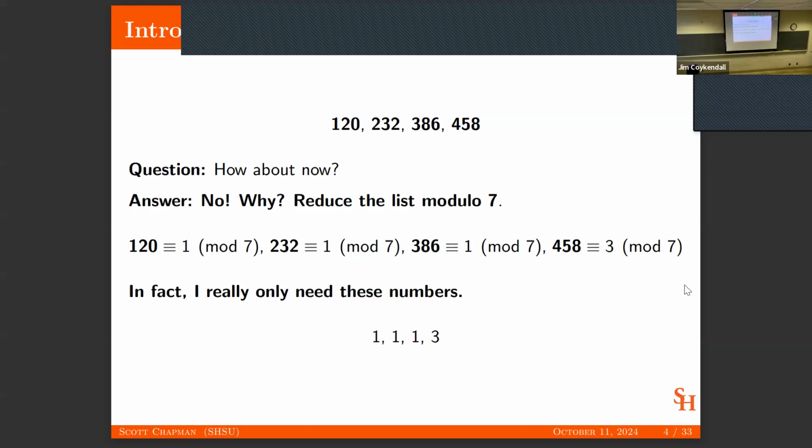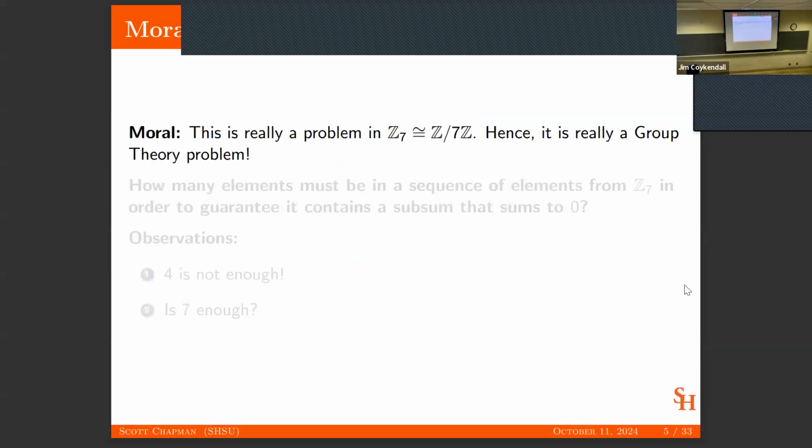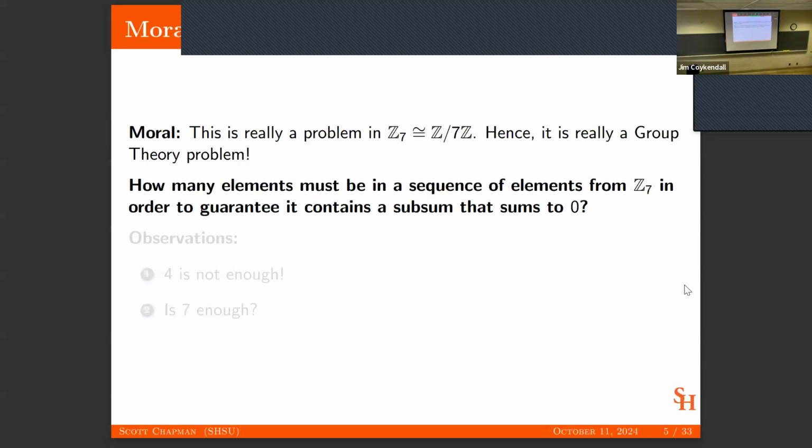And you don't get something that's divisible by 7. Okay. So what's the moral here? The moral here is that this is really a problem in Z mod 7, hence it's a group theory problem, rather than just a sum problem. And we'll ask a more general question here, because in the first case the answer was yes, in the second case the answer was no.